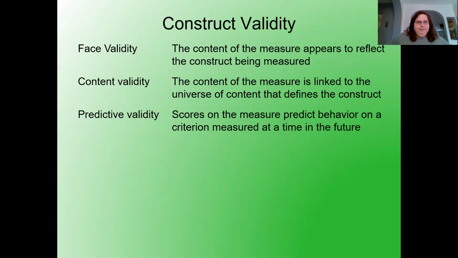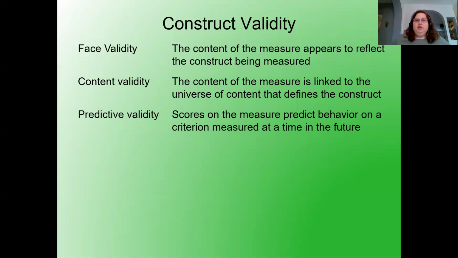Predictive validity. Scores on the measure predict behavior on a criterion measured at a time in the future. So for those of you who are thinking about grad school, maybe you're thinking about taking the GRE or the LSAT or the MCAT even, right? And when you were thinking about college, you were probably thinking about the SAT or something similar. These are all tests that are designed to hopefully predict behavior at some time in the future, right?